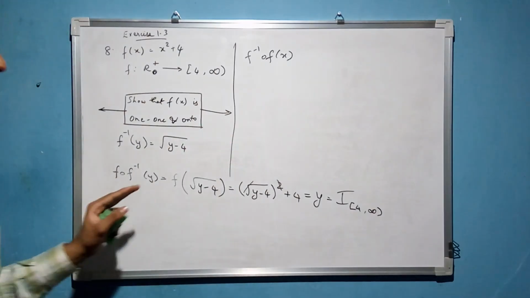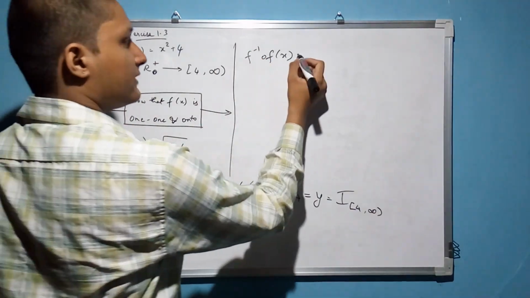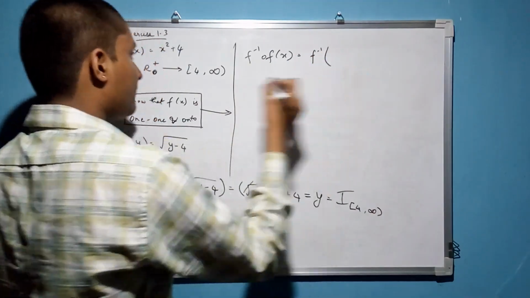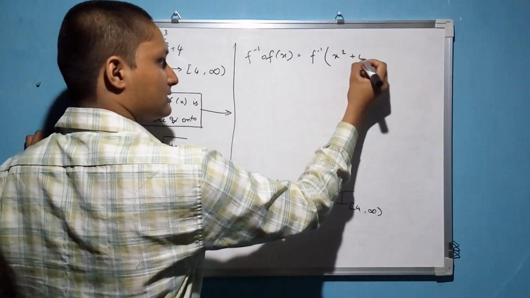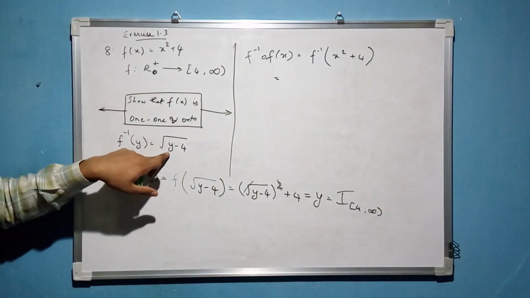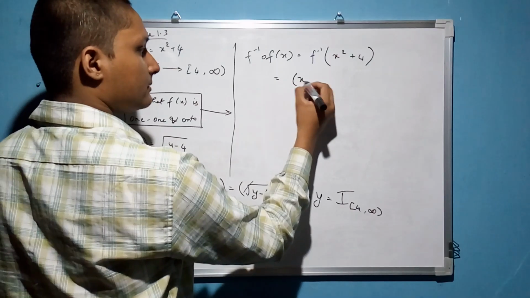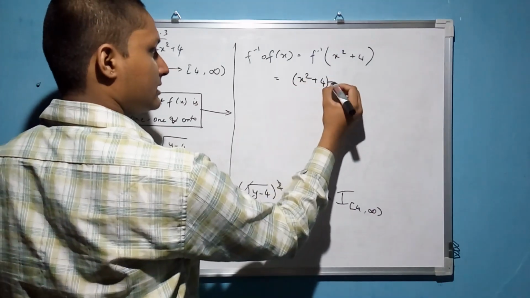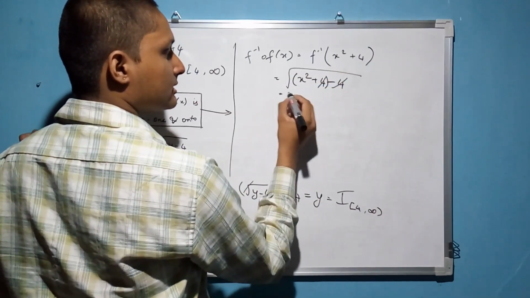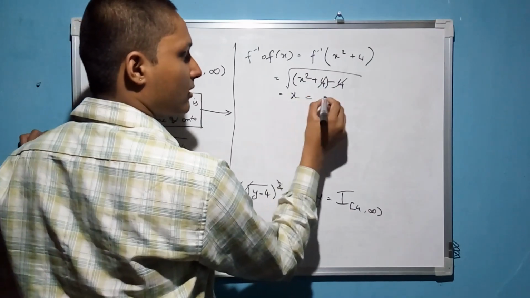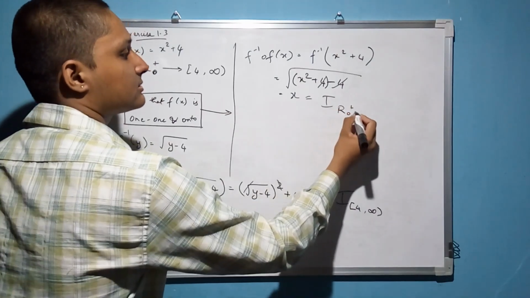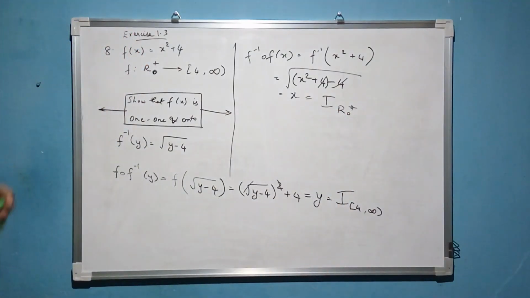Okay, this is the first. Next you need to find that f inverse dot f of x is x. How much is this? So f inverse of f of x is f inverse of x square plus 4. Now we need to substitute x square plus 4 in place of y. So that comes to be root of x square plus 4 minus 4. So plus 4 and minus 4 are going to be cancelled. So x square and root, that comes to be x itself, or I can write it as ix, the identity on R0 plus in this case. That's it.